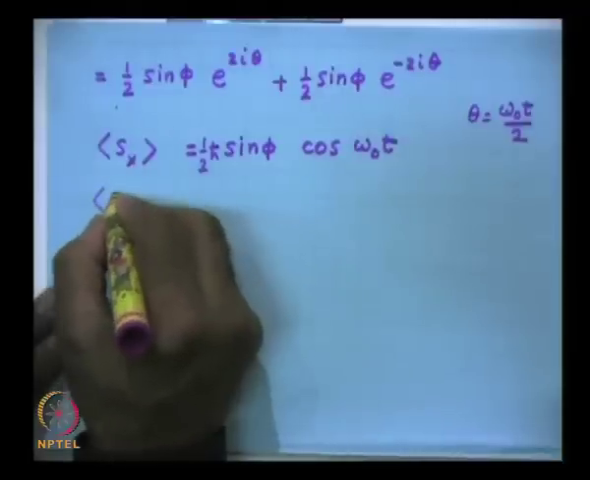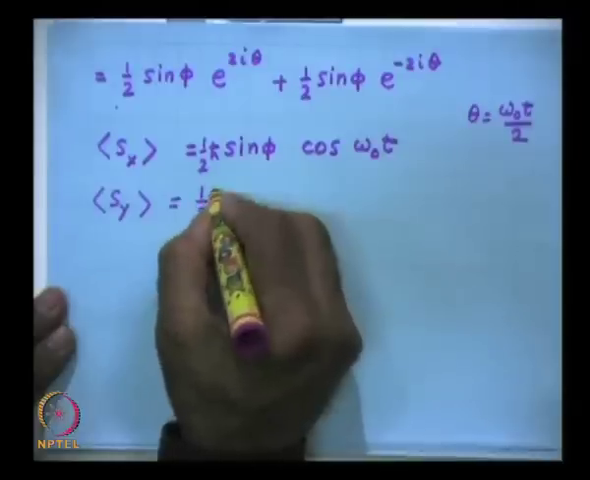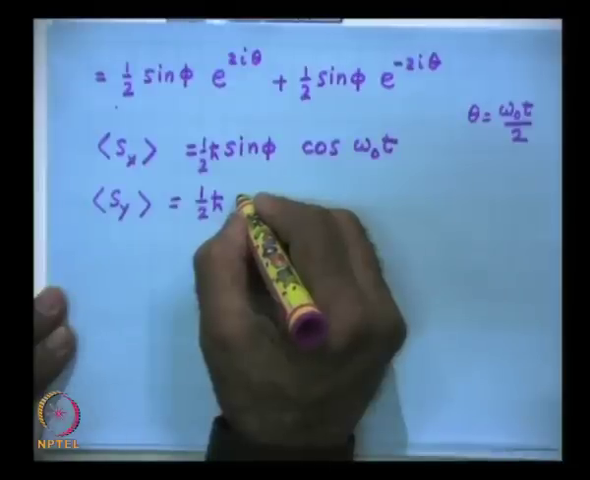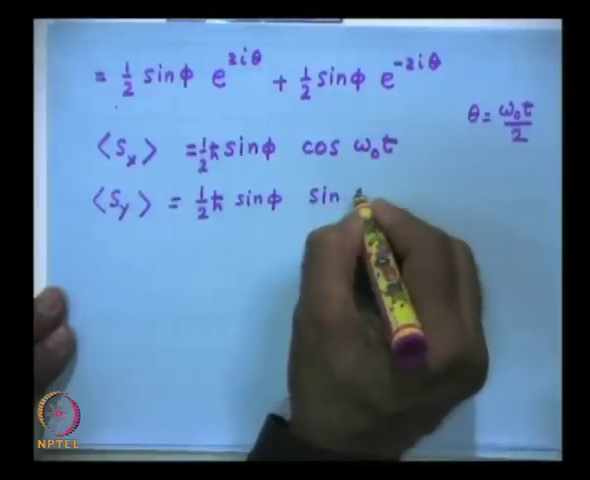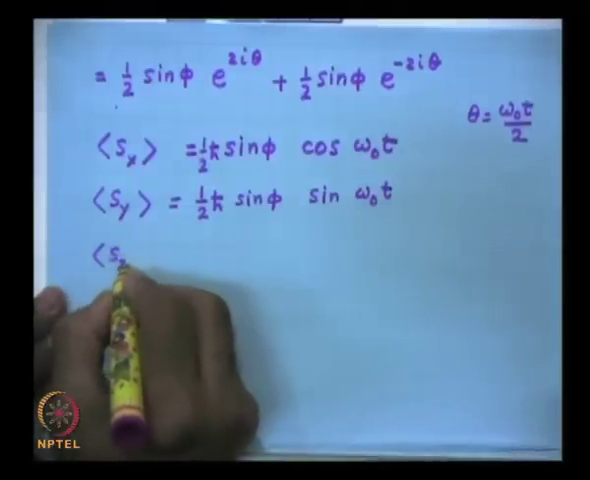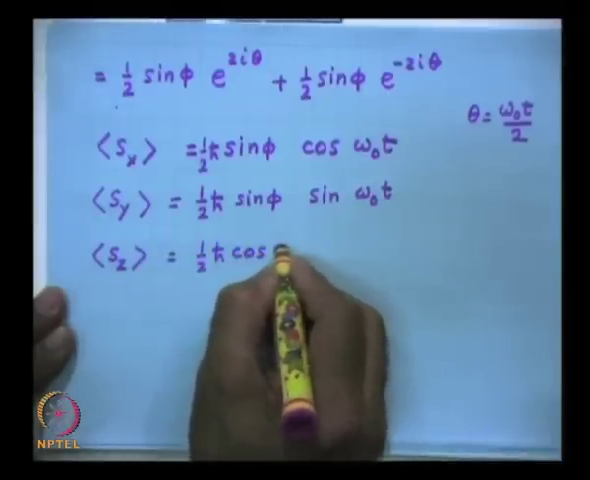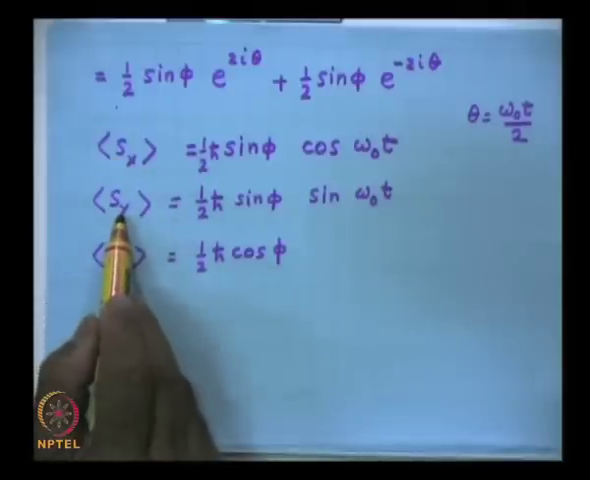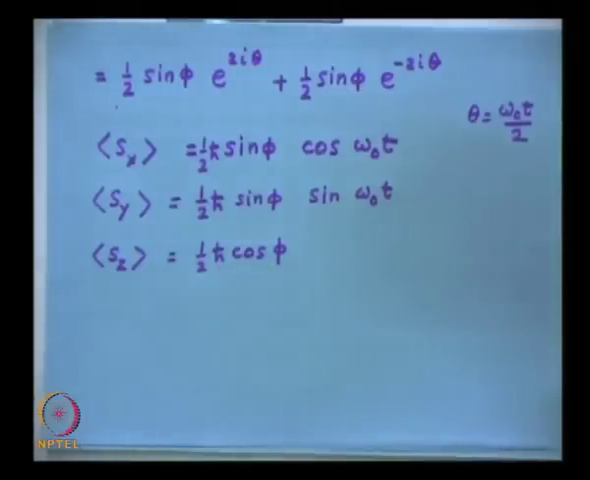Similarly, I leave it as an exercise for you to calculate the expectation value of Sy, which is half h cross sin phi sin omega 0 t, and this changes with time, but for Sz you will have half h cross cos phi. Notice that whereas Sx and Sy vary with time, Sz does not vary with time.